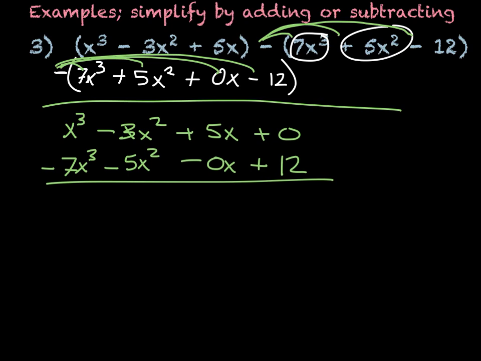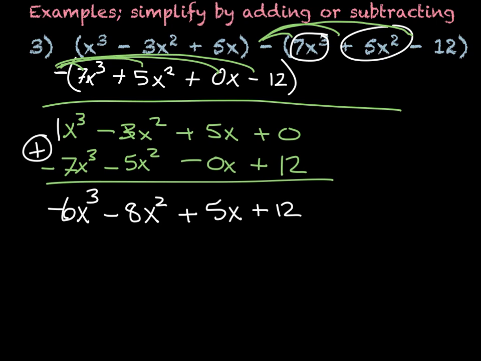So when I add these down, I get 1 minus 7 is a negative 6x cubed. Negative 3 minus 5 is a negative 8x squared. 5 minus 0 is 5x. 0 plus 12 is 12. So that is my final answer.